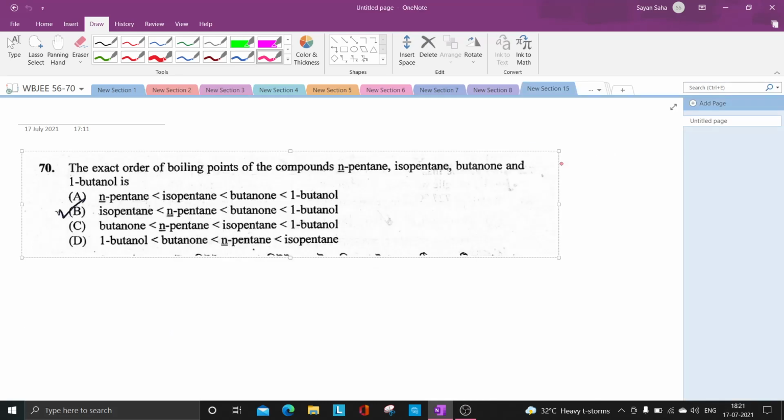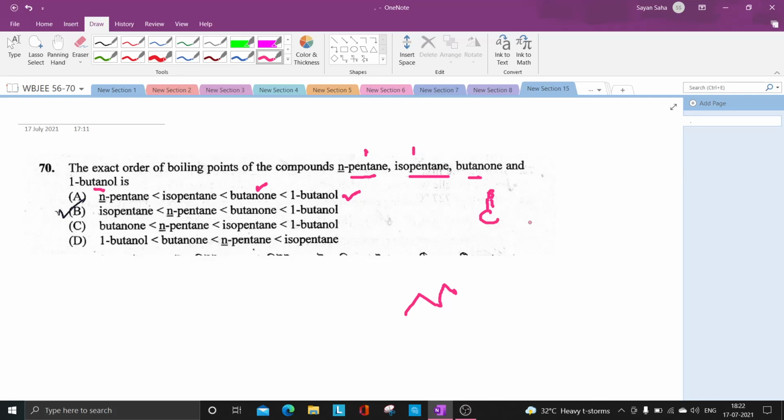Now come to the last question. The exact order of boiling points of the compounds n-pentane, isopentane, butanone and 1-butanol. You know very well that butanol has hydrogen bonding, so its boiling point is a lot more than butanone, pentane and then n-pentane. So butanol will have the highest boiling point, followed by butanone. Why? Because if carbon bonds with oxygen, this type of structure has a higher boiling point than normal carbon chains.